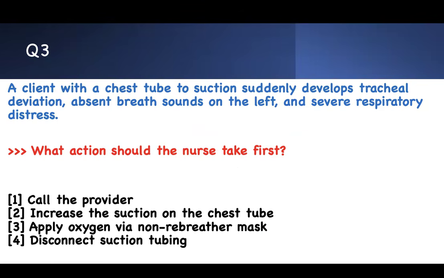Next question. What action should the nurse take first? First means what? You're doing something that is going to save the individual's life. Best means the overall management. But this one is an emergency.